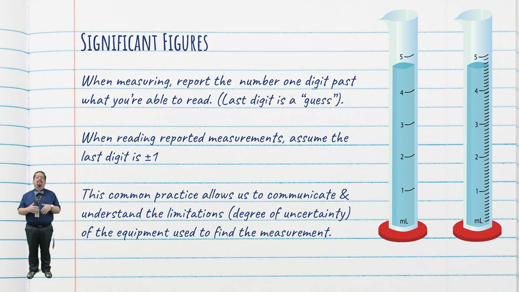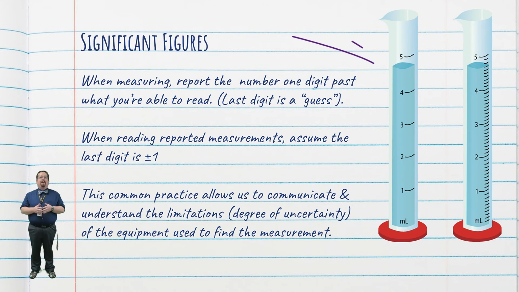To report the precision of your actual instrument, we use significant figures. Significant figures are just a common practice way for scientists to report their measurements, so that any scientist can look at the number given and know to what decimal place the instrument is actually able to measure. We call this the degree of uncertainty. When we measure, we read what we're able to read and then guesstimate one digit past that. The last digit is uncertain, but we assume that it's within plus or minus 1 of that digit.